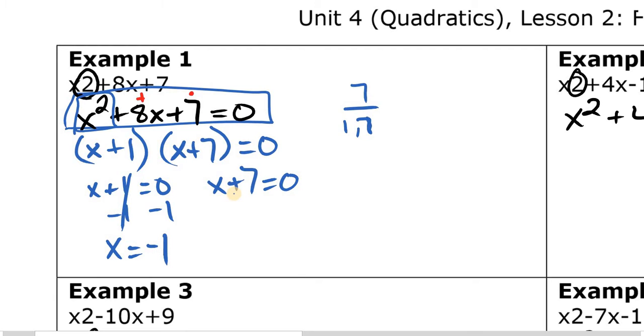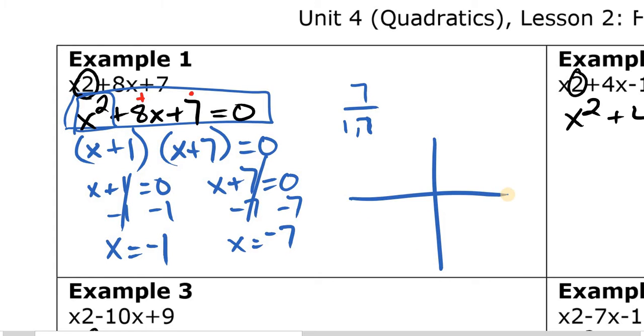If you're just sitting there and you're not thinking the answers to the questions, you are not doing what you're supposed to do. Think. If you said minus 7, you are correct. Very simple. X is equal to negative 7. So we have our answer, which now we know exactly where our parabola would be. One of the solutions is at negative 1, and the other one's at negative 7.